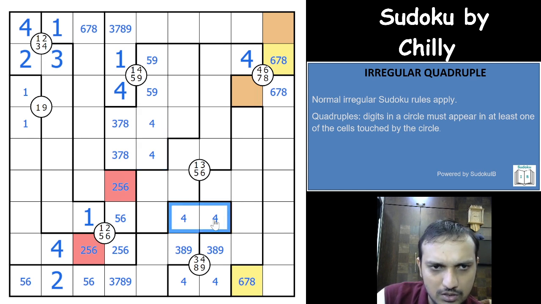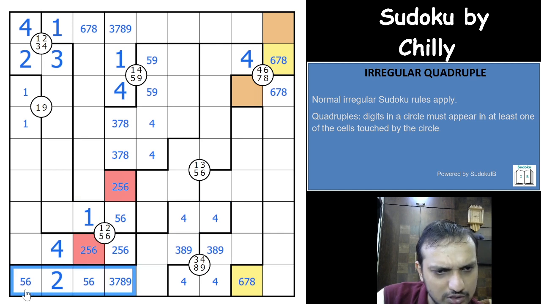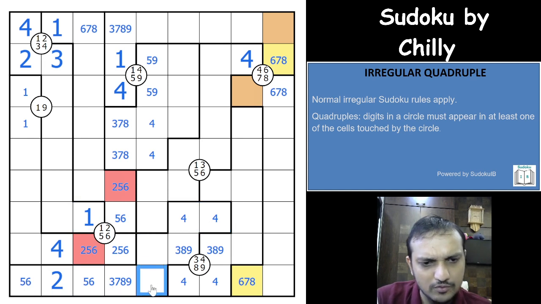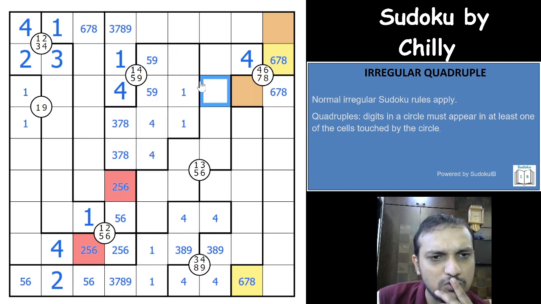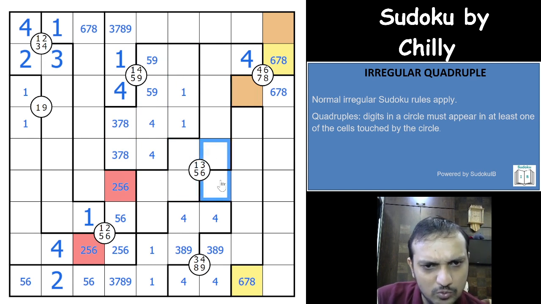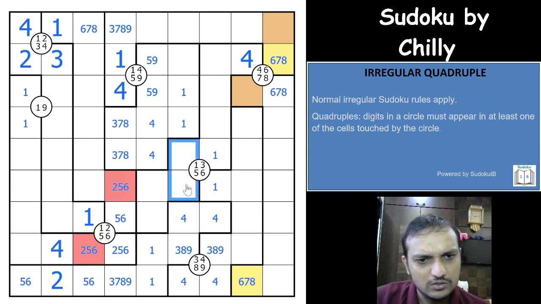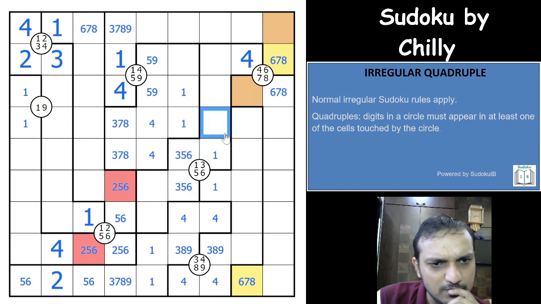One cannot be here. That's nice. If you see this one, it cannot be in any of these cells, cannot be here. One would have to be in one of these two cells, which means one cannot be here, cannot be here, cannot be here. One would have to be in one of these two cells. Okay, which means one cannot be here, one would have to be in one of these two cells. This is 3, 5 or a 6.